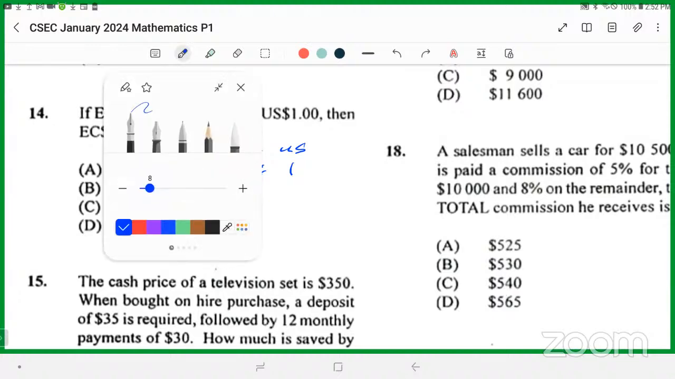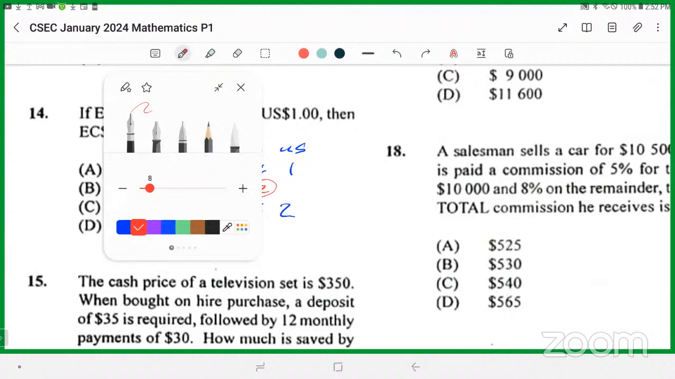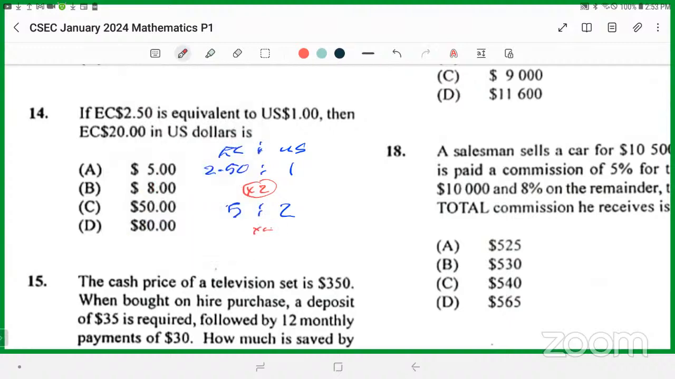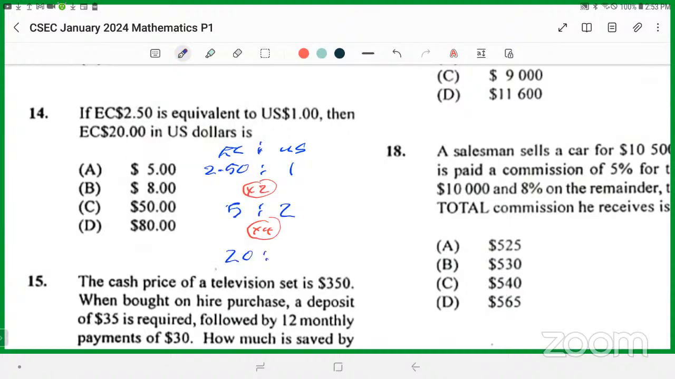I can carry it up to 5 first. So I can multiply the ratio by 2. Take it in stages. Multiply this by 2, we get 5. That's $5 to $2. Then you want this to reach 20, so you're going to multiply by 4. Times it by 4, it's going to reach 20. So this side becomes 20 and this side becomes 8. So when the EC is 20, the US is 8. So the answer is 8 US dollars right here.